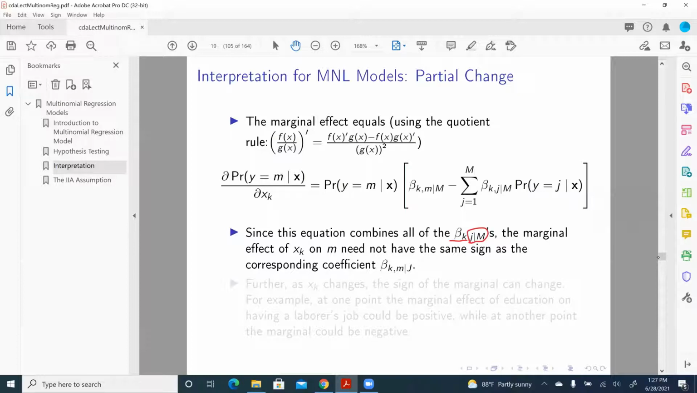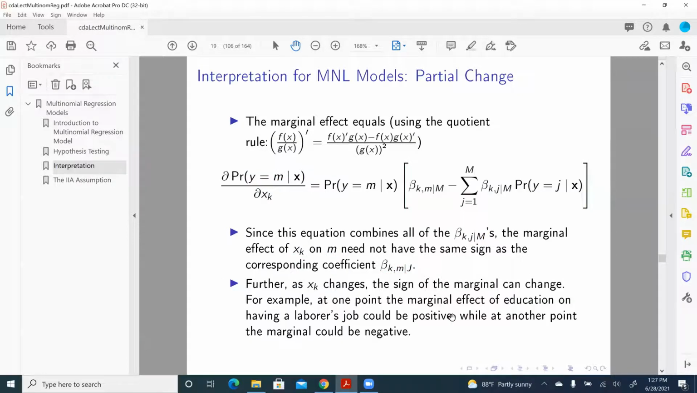The marginal effect of xk on y equal to M need not have the same sign as the corresponding coefficient beta k for lowercase m over capital letter M. Further, as xk changes, the sign of the marginal effect can change. For example, at one point, the marginal effect of education on having a laborer's job could be positive, while at another point, the marginal effect could be negative.